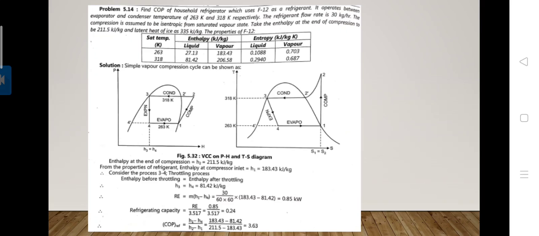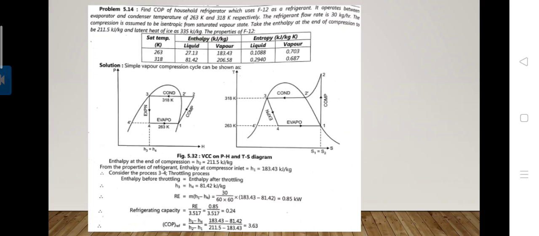Next we have to calculate the COP, and for that purpose we have to calculate the refrigerating capacity. To calculate refrigerating capacity we need the refrigerating effect. That's why the refrigerating effect RE is equal to the mass flow rate of refrigerant times (H1 minus H4). By putting in the values of mass flow rate, H1 and H4, we get RE equal to 0.85 kilowatt.